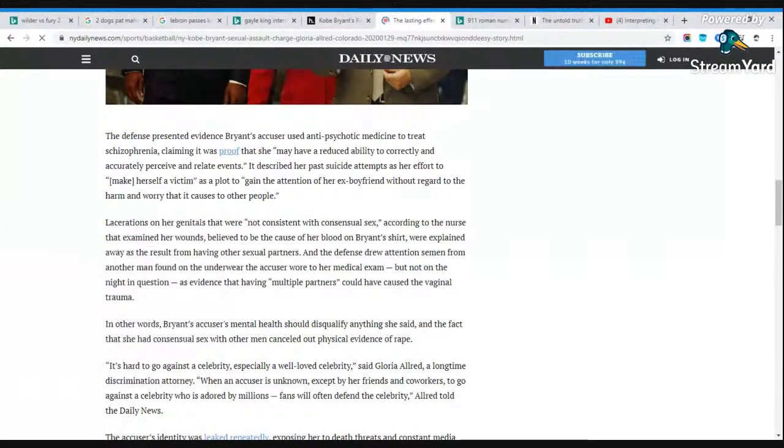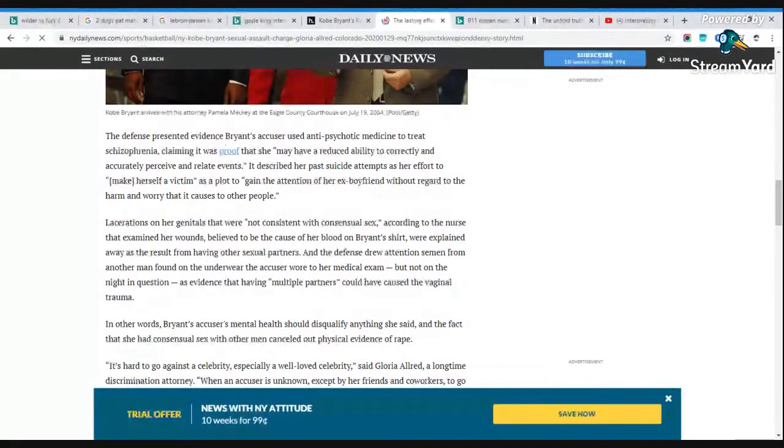So the defense was saying that she was on antipsychotic medicine to treat schizophrenia, claiming it was proof that she may have a reduced ability to correctly and accurately perceive and relate events. It described her past suicides.